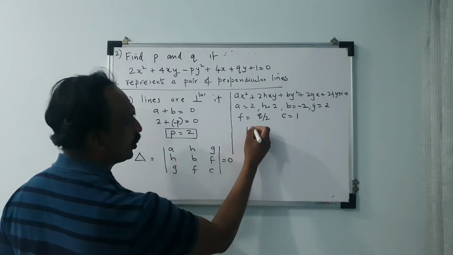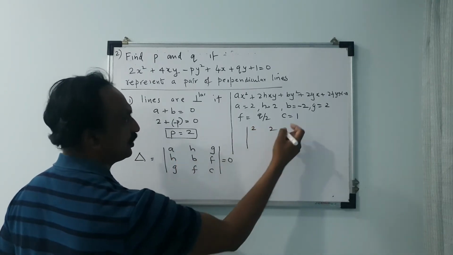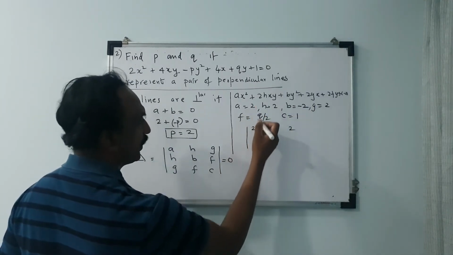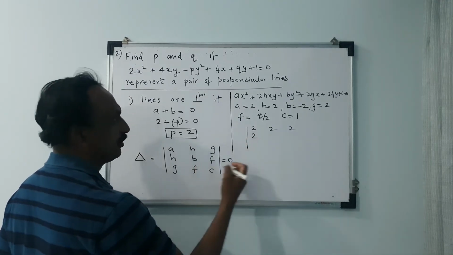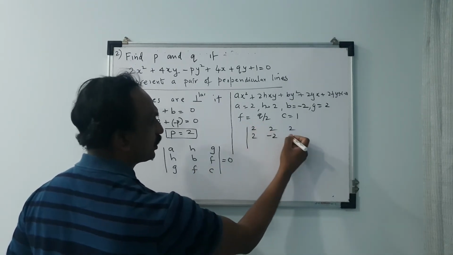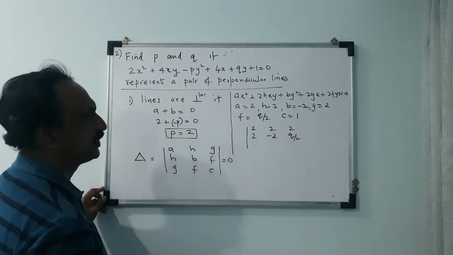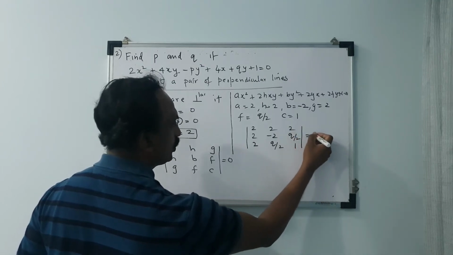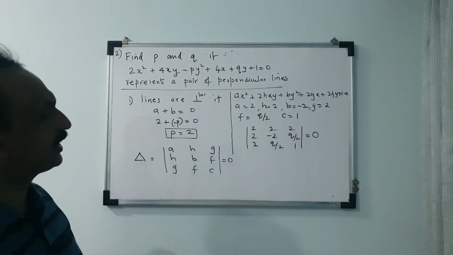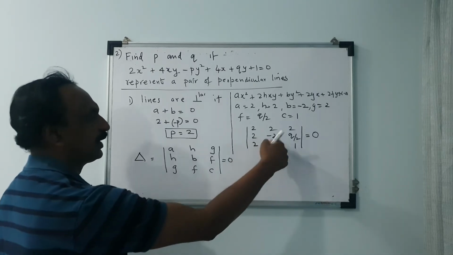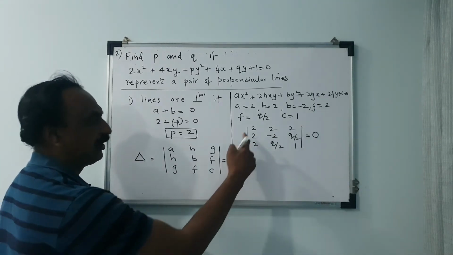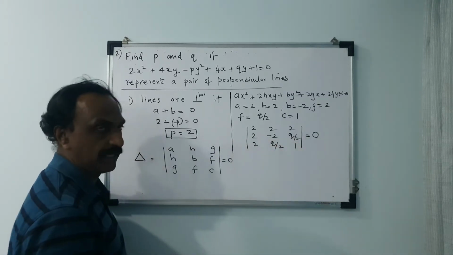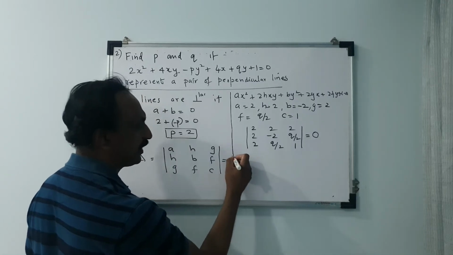Determinant is 2, 2, g is 2, so the first row all are 2, 2, 2. Second row h 2, b is minus 2, f is q by 2, then g f c: 2, q by 2 and 1. This should be 0. Now to solve this equation in an easier way, one method is you can just expand it and get the answer. Second, you can take a 2 common from the first row, and if you want you can remove this 2 by multiplying with 2, etc. But let me just directly do it, the numbers are very small here.